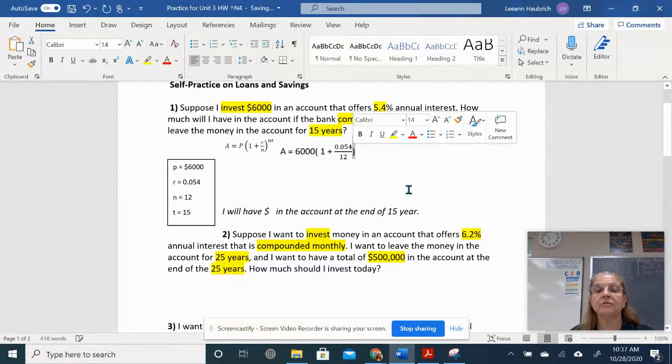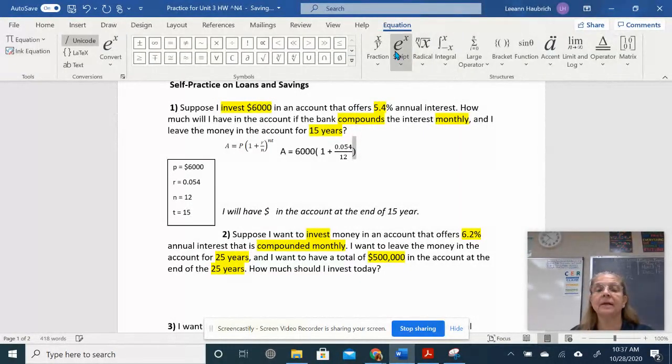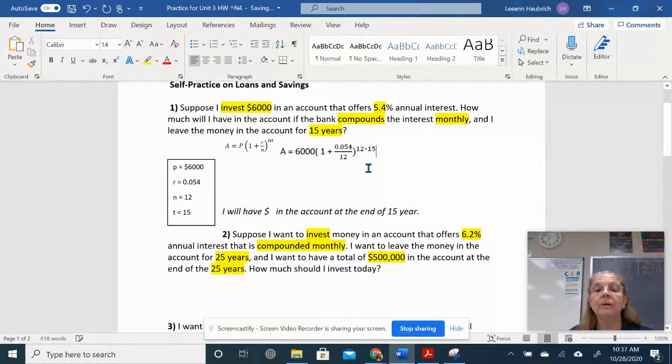So I'm going to just grab the exponent and make sure that this looks like that. So the parentheses, the n here is 12 times, I'm going to use the little asterisk just so that you know what it is, 15. And now I have to figure out, how am I going to put this into a calculator? Everything's set up, and I need to be able to put this in a calculator.